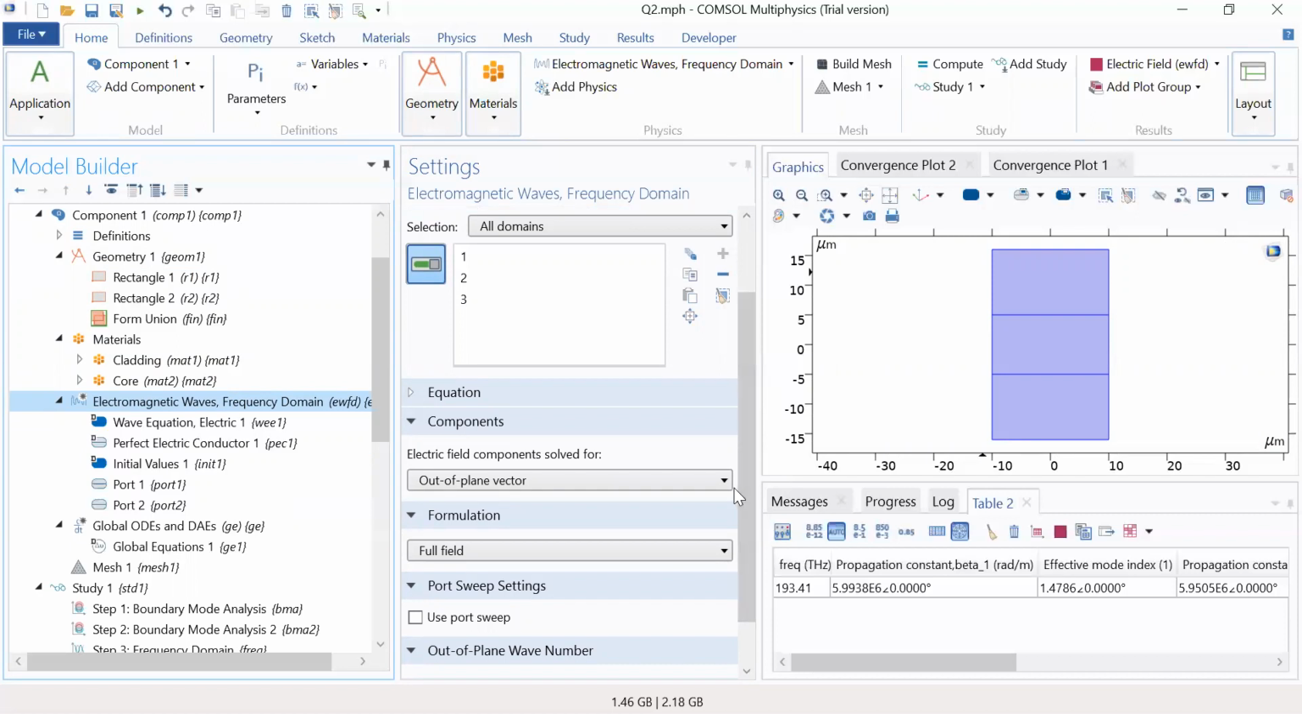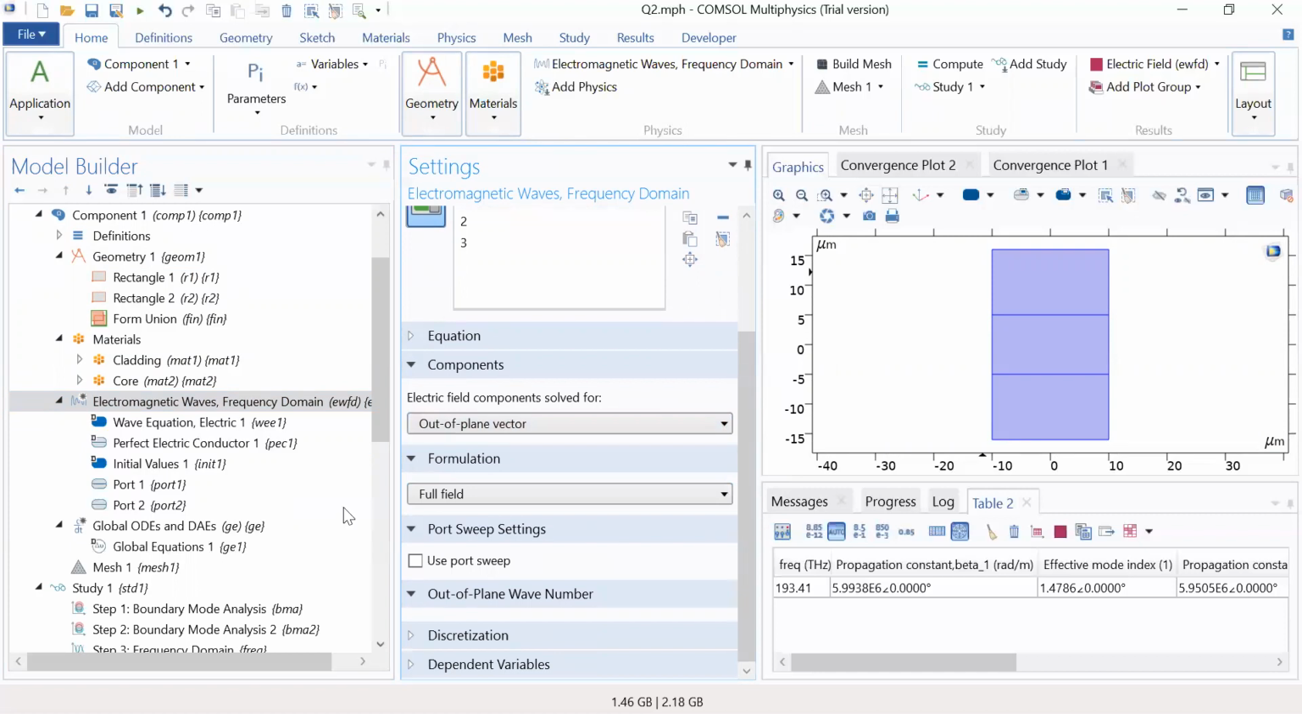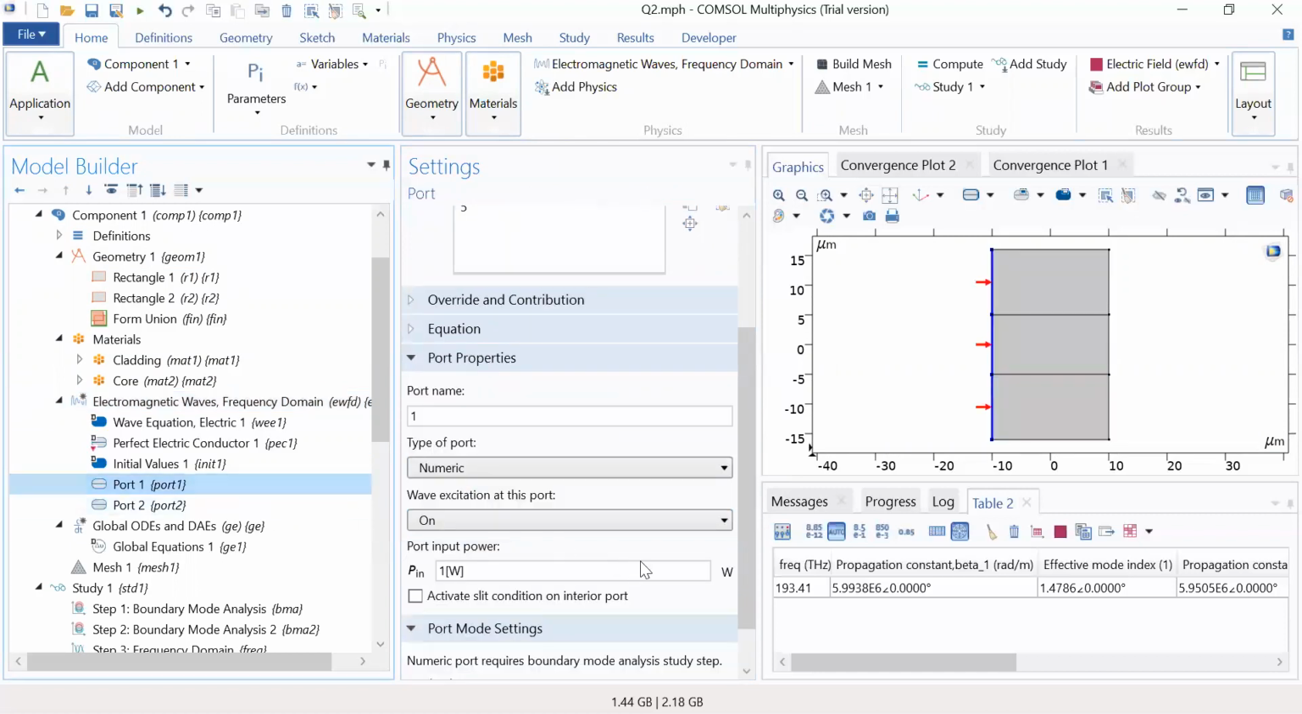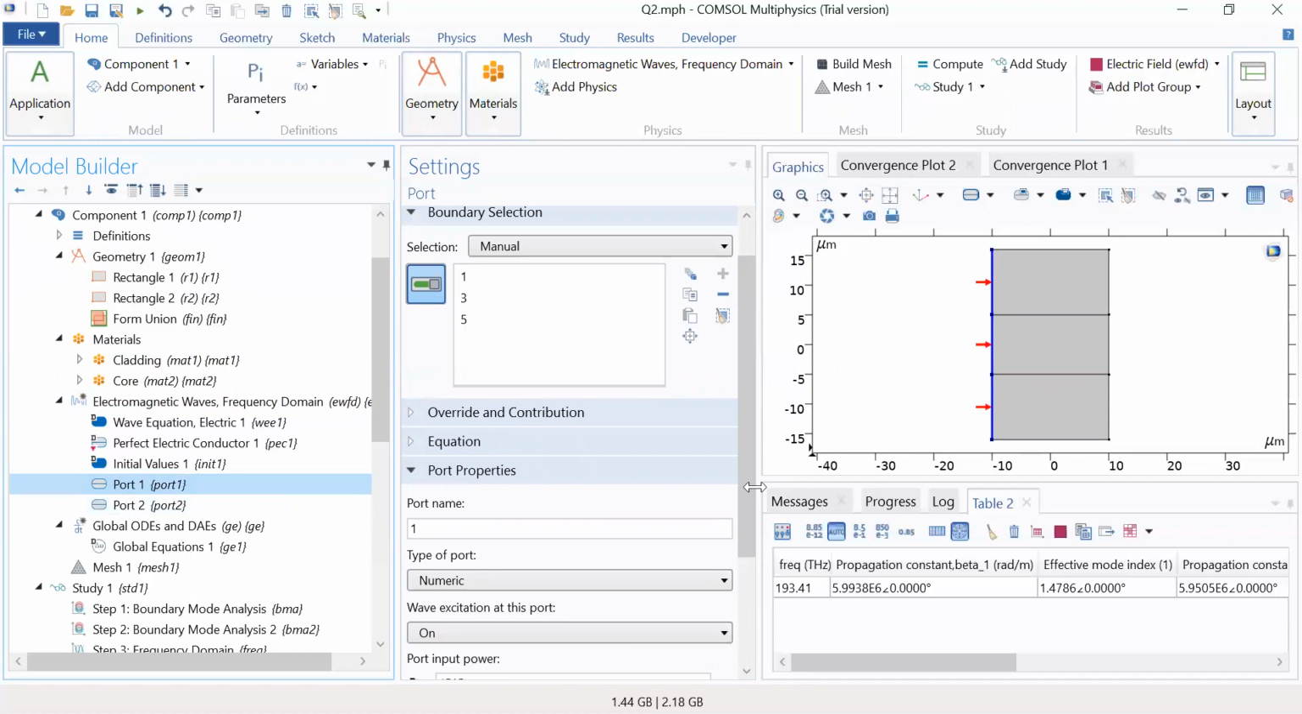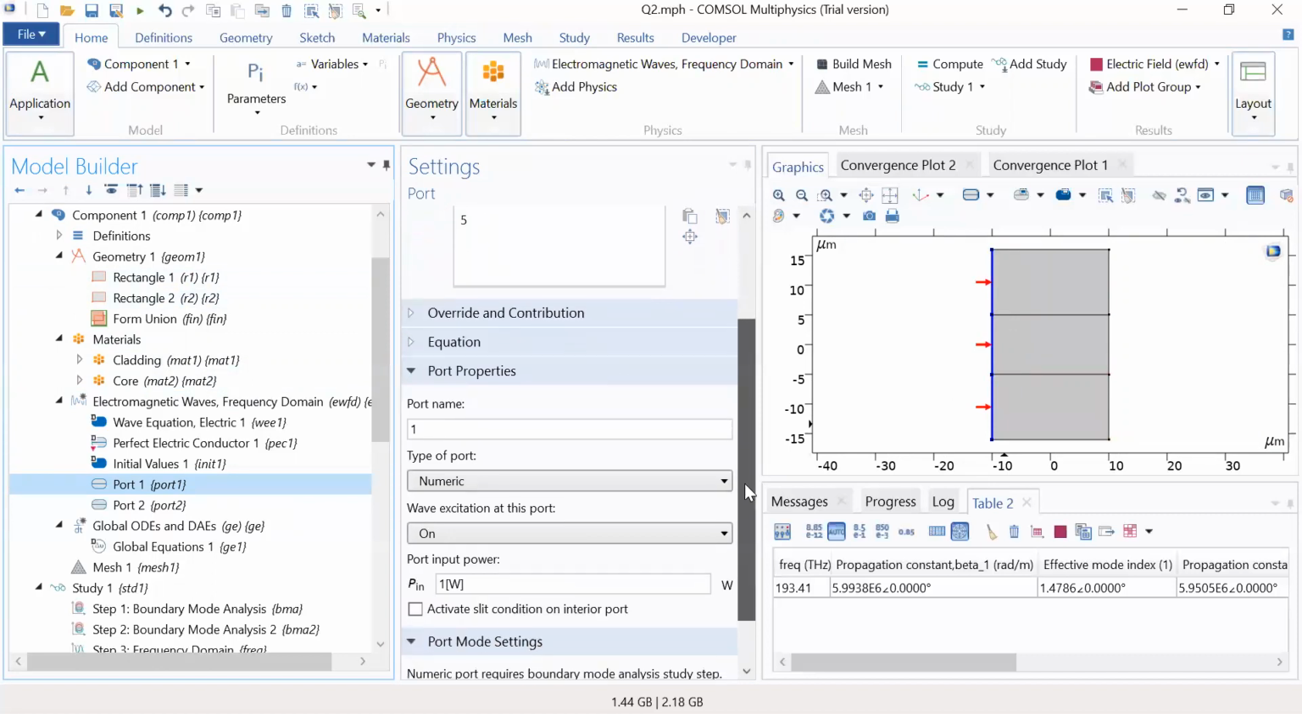So we choose the out-of-plane vector out of the three, and then we need to define our input excitation boundaries. These work as the boundary for the input excitation, and you can see the arrow. This arrow corresponds to boundaries 1, 3 and 5. We define these boundaries as the input excitation. Then we define the port name, and the type of port must be numeric.